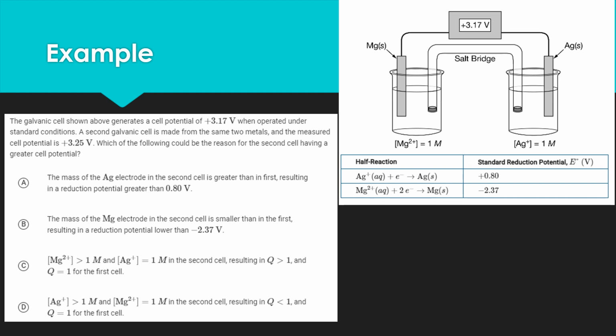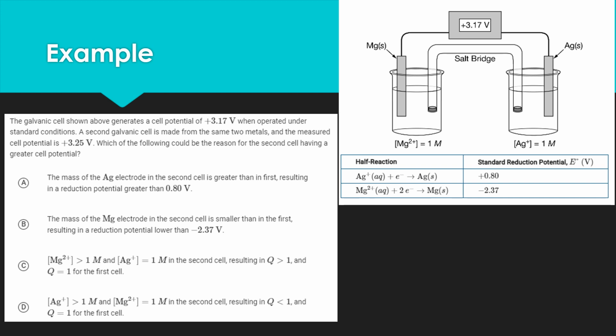So a second galvanic cell is made from the same two metals, and the measured cell potential is positive 3.25. Which of the following could be the reason for the second cell having a greater cell potential? So we can see we're starting at 3.17. We build a second cell, it has a higher voltage. So we're changing something to increase that voltage. Let's take a look at our options here. So letter A says the mass of the silver electrode in the second cell is greater than the first.